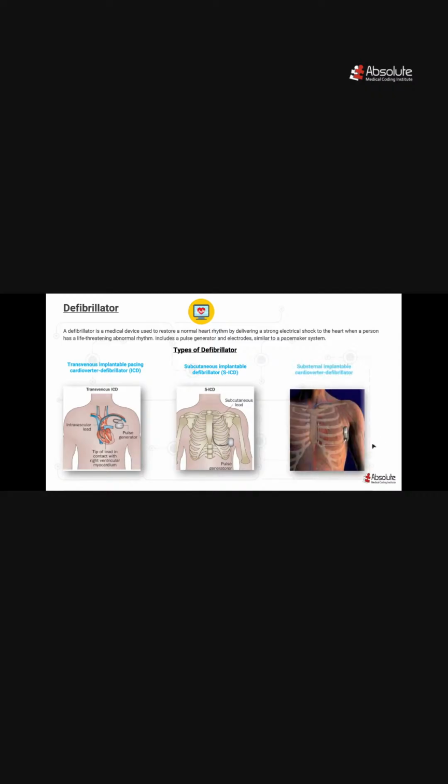And then comes the third one, the substernal implantable cardioverter defibrillator. And here what happens is that the lead is tunneled under the skin and placed behind the breastbone in the substernal anterior mediastinum. Okay, so it also does not go inside the heart. So those are the three types of defibrillator.